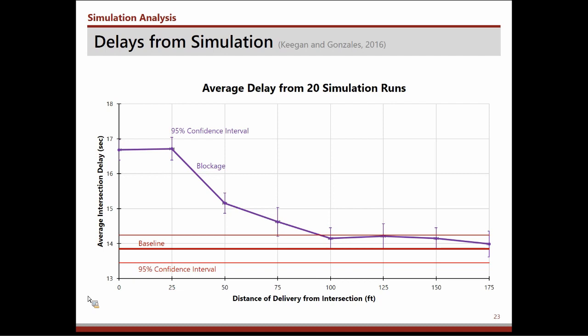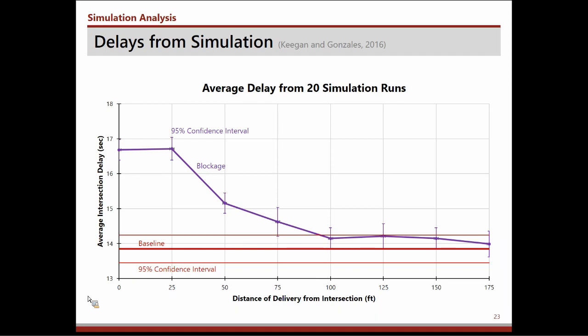And you can see that there's a statistically significant increase in delay associated with the deliveries that are close to the intersection. And as they move back, there's a diminishing effect until there's really not a statistically significant difference at all, right? So in this case, somewhere around 100 feet, it really doesn't have much impact at all. And from the video, that was the location that was upstream of the queue. So there wasn't any queue interactions, and so you don't really lose any capacity. There's not much effect on delay.